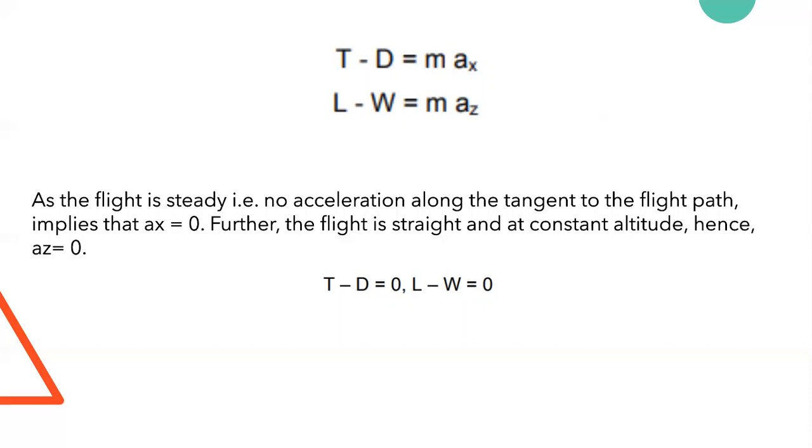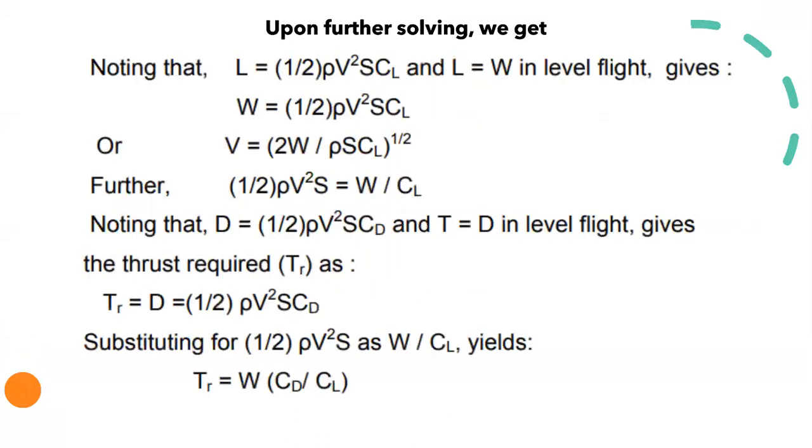So finally, we can say that T minus D is equal to 0 and L minus W is equal to 0. So T is equal to D and L is equal to W. This is the definition of level flight. Then the thrust will be equal to the drag, and the lift will be equal to the weight of the aircraft.